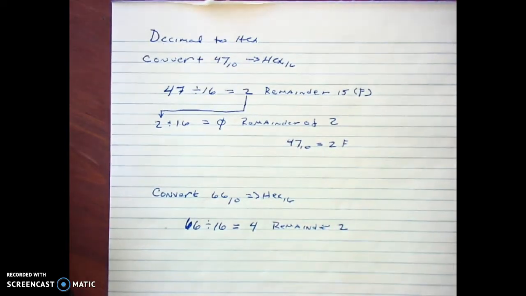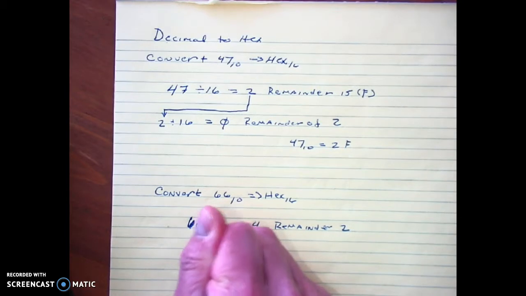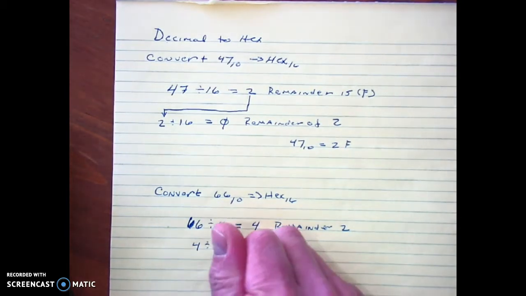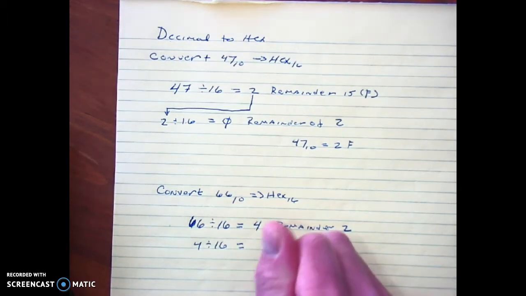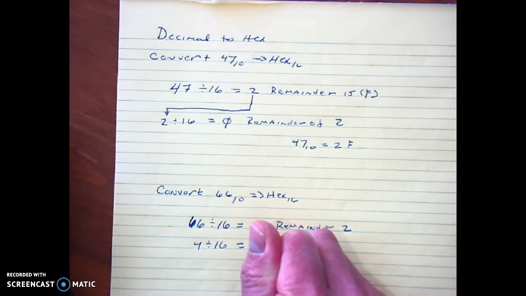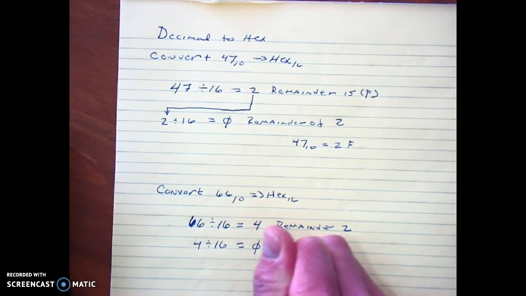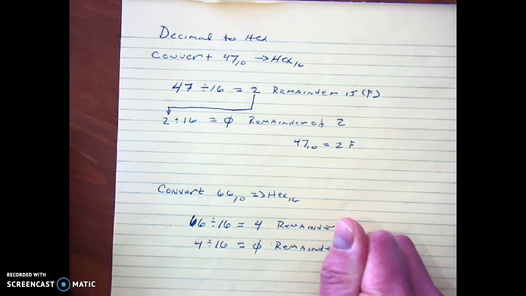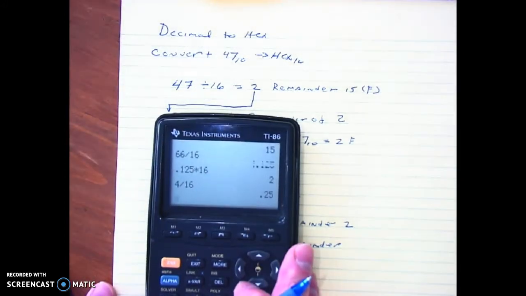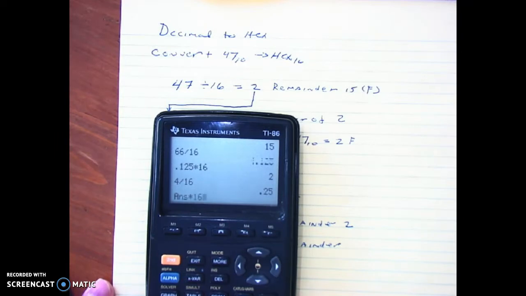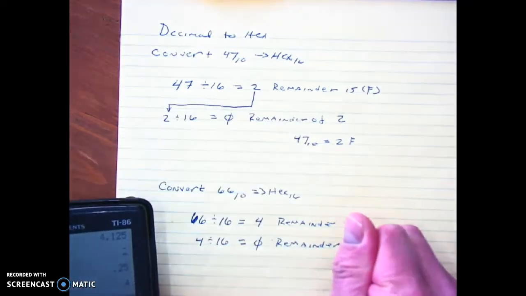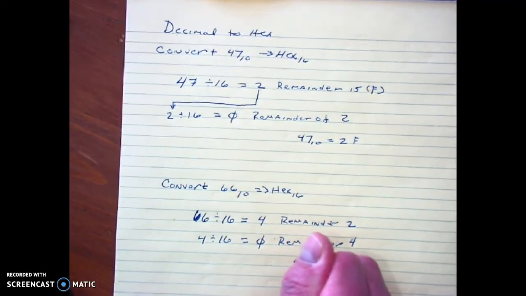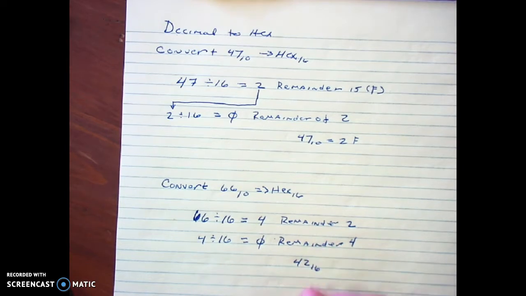So I get a remainder of 2. Now we take the 4 divided by 16. I'm going to get a decimal of 0.25. So I'm actually going to get a 0 here, and I get a remainder of 0.25. I take that 0.25 times 16, and I get 4. So what I have here is 42 in hex.